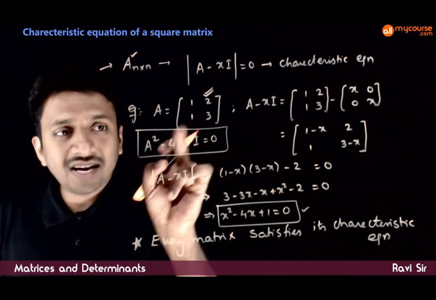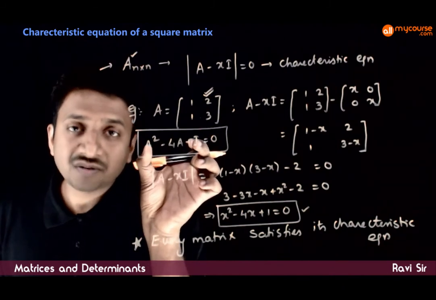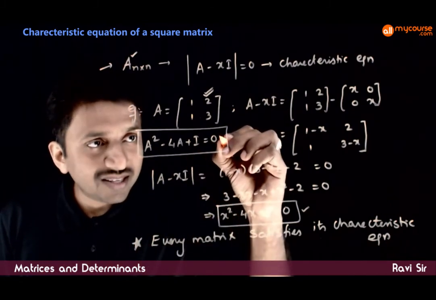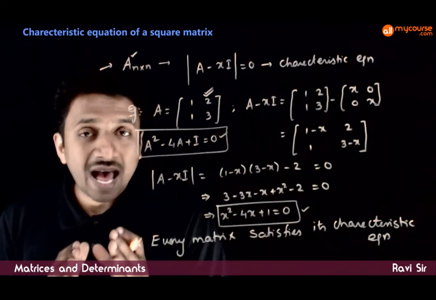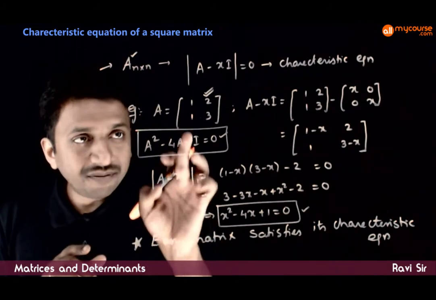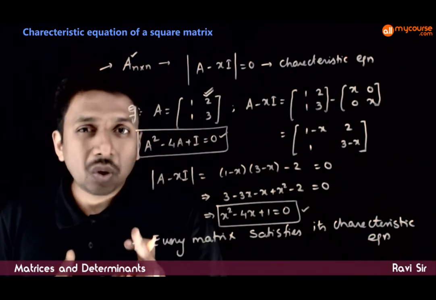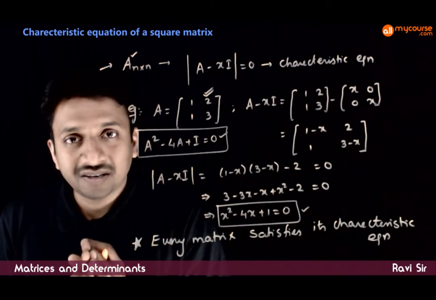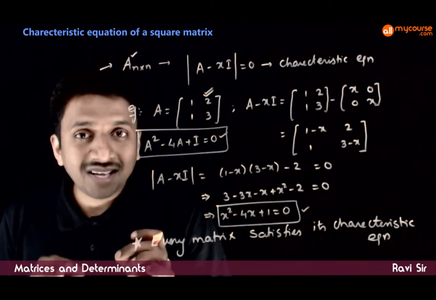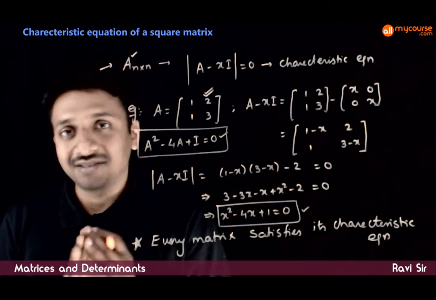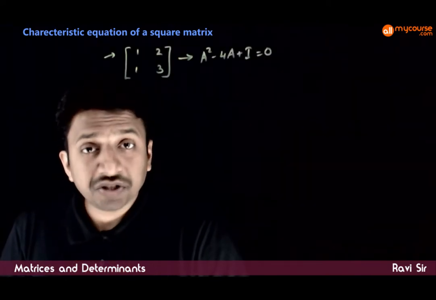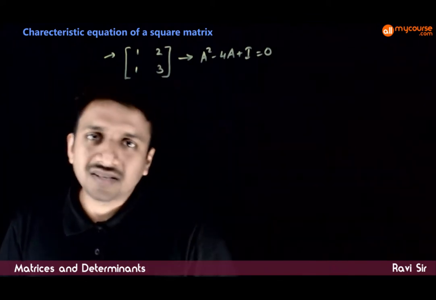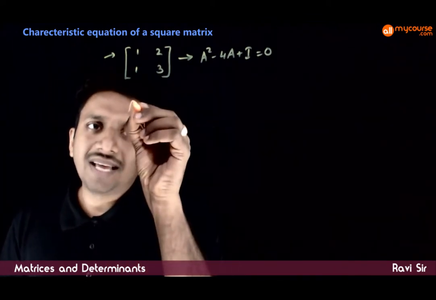You can try to calculate this A square minus 4A plus I, and it will turn out to be a 0 matrix. So this happens with every matrix. Every matrix satisfies its own characteristic equation. This is a very beautiful statement which will be useful in finding the inverses of certain matrices. For the sake of completion, let us check whether this matrix actually satisfies this equation or not. So first, what is A square?